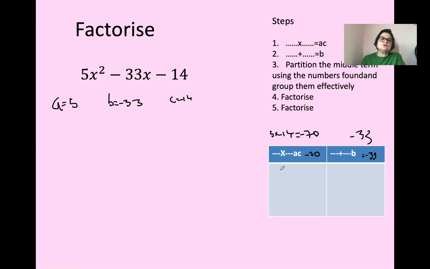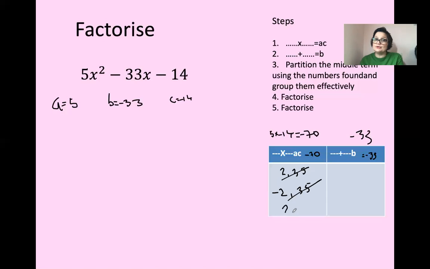So let's have a look at 2 and 35. They must be the most likely one. Okay, 2 and 35. Now 2 times 35 gives positive 70, so these are not the right factors. How about minus 2 and 35? Now, minus 2 times 35, yes, makes minus 70, but if you add them up, the answer is going to be plus 33. So definitely not the right pair.